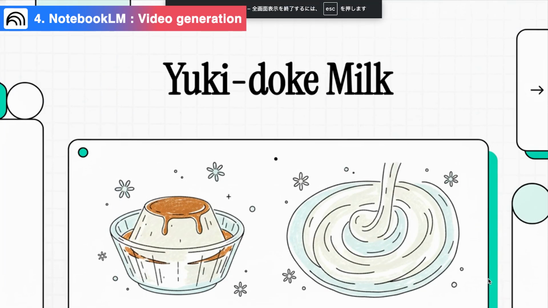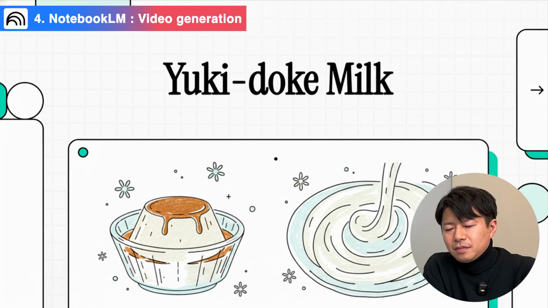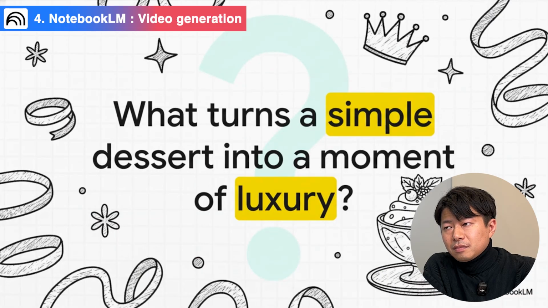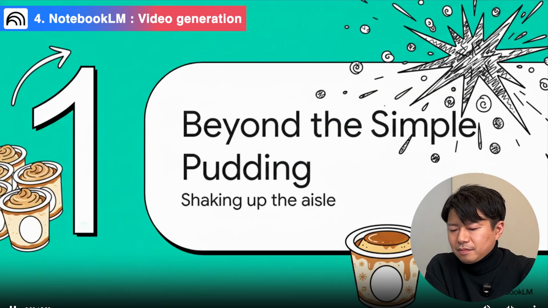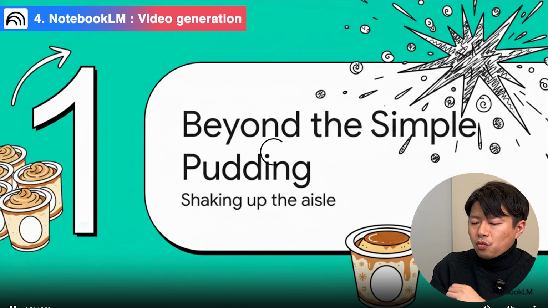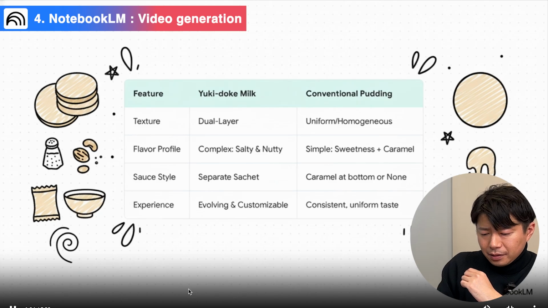Wow. Hey everyone, and welcome. Today, we're going to dig into a really cool case study in food innovation. We're looking at the strategy behind a product called Yuki Doke milk, which was designed to take the humble pudding and turn it into this moment of pure, sophisticated indulgence. So, let's break down how they pulled it off. And that's really the big question, isn't it? In a market that's just flooded with options. And look at this.